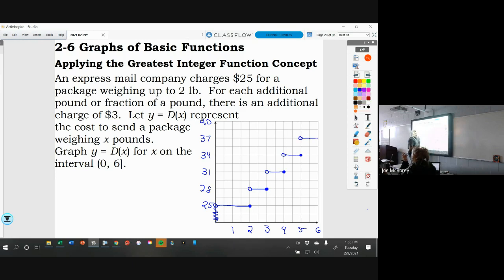Do I include 6? I do. Yes. Closed circle, include 6. Okay, folks, that's what the graph would look like.